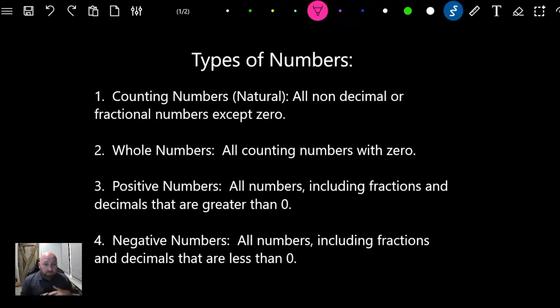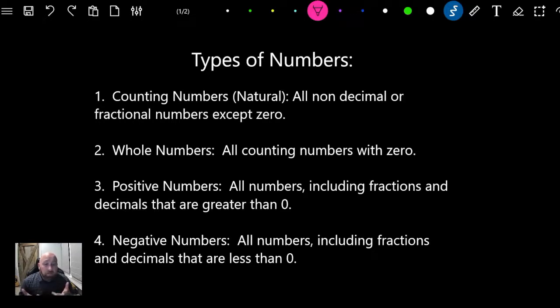So these are all non-decimal or fractional numbers except for 0. What does that mean? Well, it can't be a fraction and it can't be a decimal. In other words, you don't say 1, 1.5, 2, 2.5, 3, 3.5. You don't count with fractions. You say 1, 2, 3. You don't count with decimals. You don't say 1, 1.25, 1.5, 1.75. That doesn't make any sense. We don't count with fractions nor decimals.